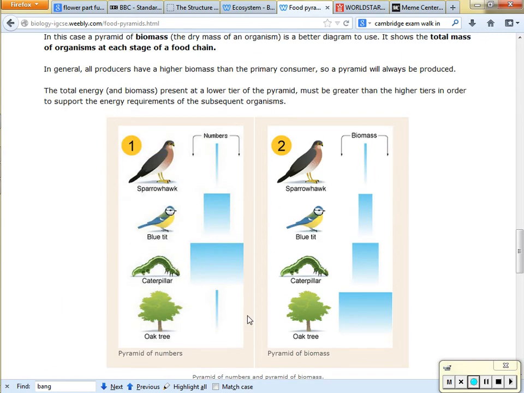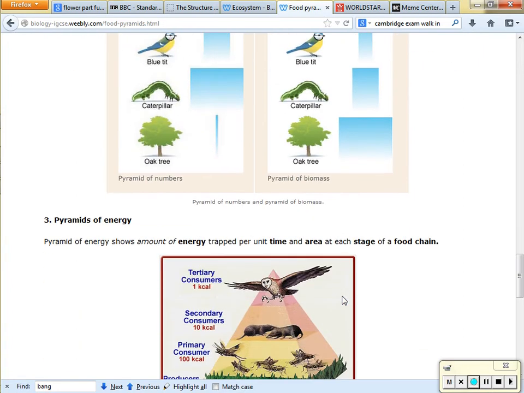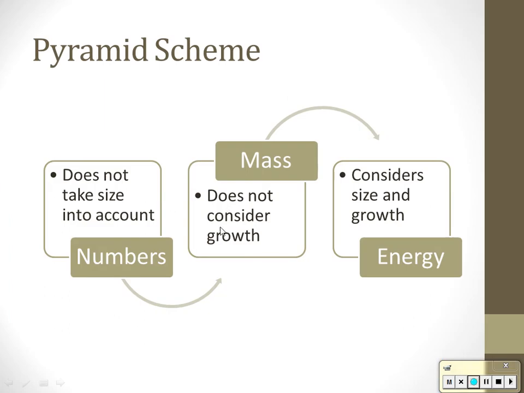The problem with these is that they do not show growth. So this oak tree, once upon a time, was a lot smaller, and in a few years it'll be a lot bigger. Or if you take something that grows a lot faster, let's say algae could be 0 during the winter, but then 1,000,000 during the summer. So pyramid of mass does not take into consideration the growth of what's going on.